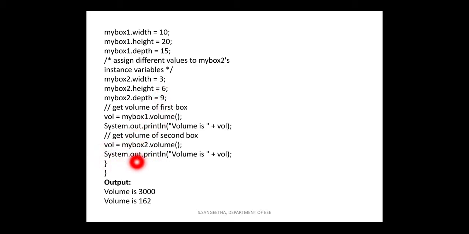So the value printed here is with System.out.println. To print the statement you have to write this code System.out.println, and the volume will be displayed on the output screen. Plus vol will be the volume that we used, vol is equal to mybox2.volume. So the plus vol will be the value calculated from the box2 instance variables, that is width into height into depth, 3 into 6 into 9, that is 162. That will also be displayed in the output. So therefore the output is 3000 and the output is 162, the first box volume and the second box output value.